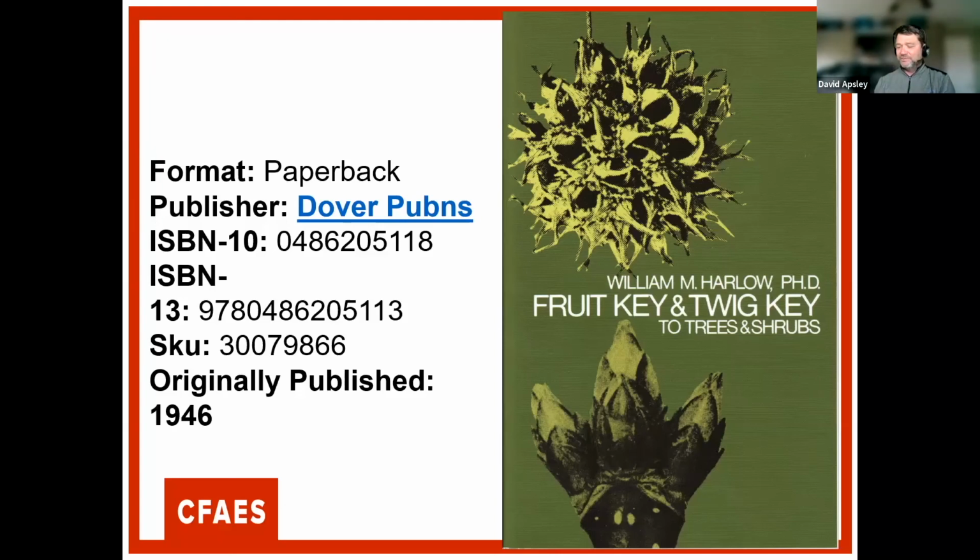So I like it. The keying's really not too bad. It starts with opposite alternate and works your way through. If you know it's an oak, you can go right to the oak section and look and compare. This is a wonderful resource. You can still find them online for about $8 or $9. And it's the one that's on the PowerPoint. So it's Harlow's Fruit and Twig Key. Highly recommend it. Just a great resource for you.